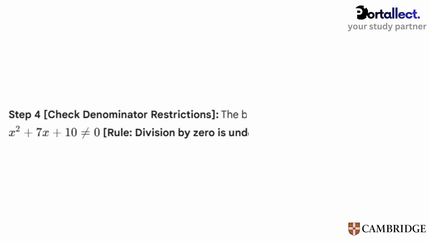But we aren't finished yet. We must check the denominator because division by 0 is mathematically impossible. We take the bottom, x squared plus 7x plus 10, and set it to not equal 0.